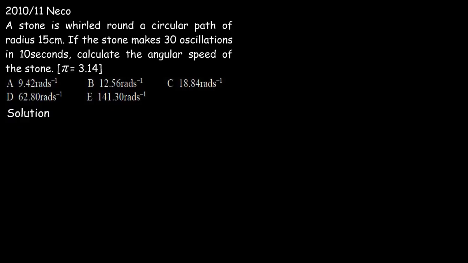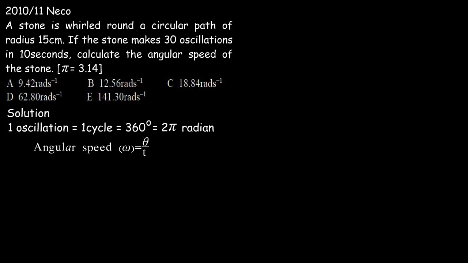Now, for our solution, one oscillation is equal to one cycle, which is equal to 360 degrees, and also equals 2 pi radian. For motions, most of our calculations involving degrees, we use radian. Now, the formula for angular speed, omega, is equal to theta over time. But for 30 oscillations, theta will be equal to 30 times 2 pi. Remember, we are using radians, which should be equal to 60 pi.